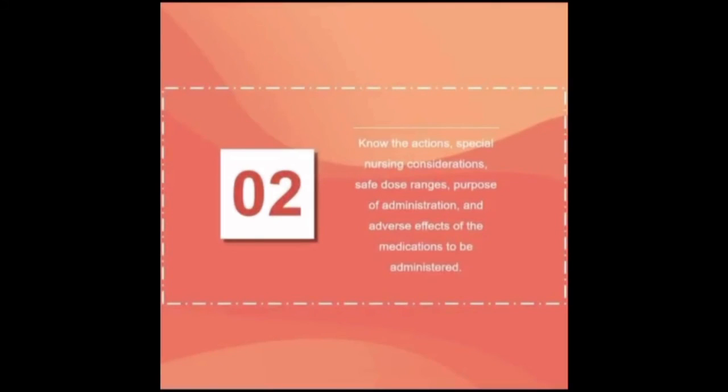The first step is to gather equipment. Check each medication order against the original order in the medical record according to facility policy. Clarify any inconsistencies. Also check the patient's chart for allergies. Then the nurse should know the actions, special nursing considerations, safe dose ranges, purpose of administration, and adverse effects of the medications to be administered, as this knowledge aids the nurse in evaluating the therapeutic effect of the medication in relation to the patient's disorder, and can also be used to educate the patient about the medication.